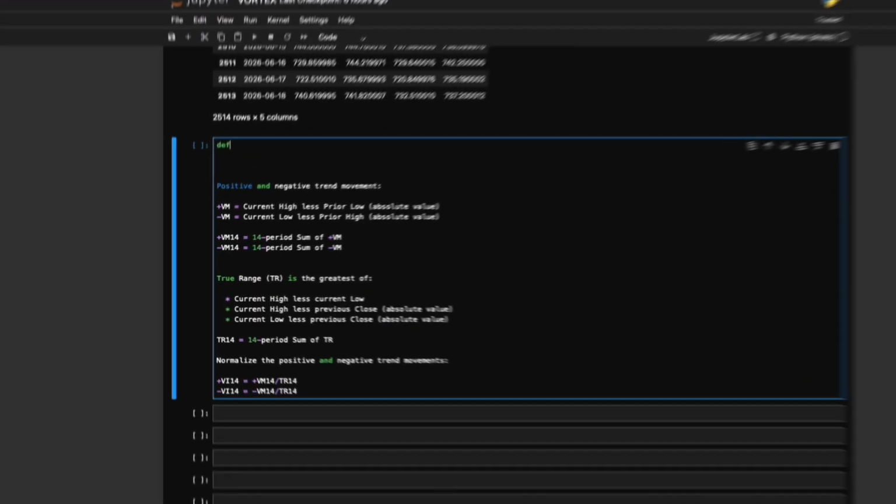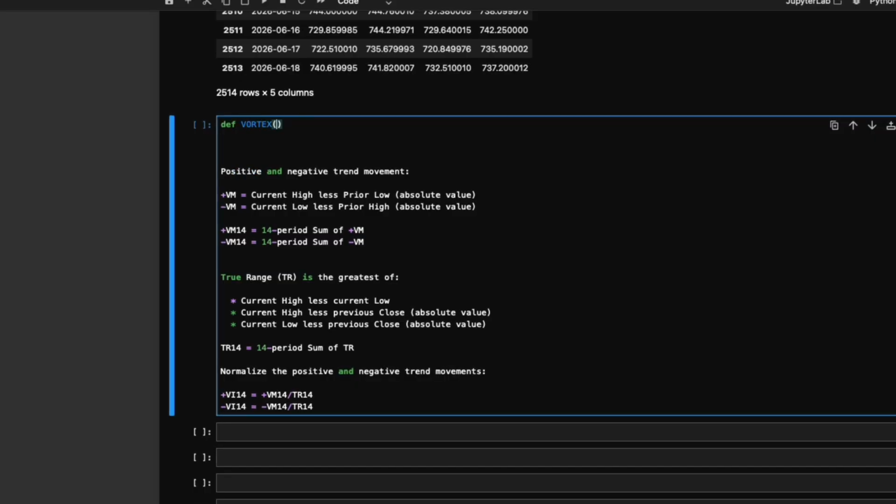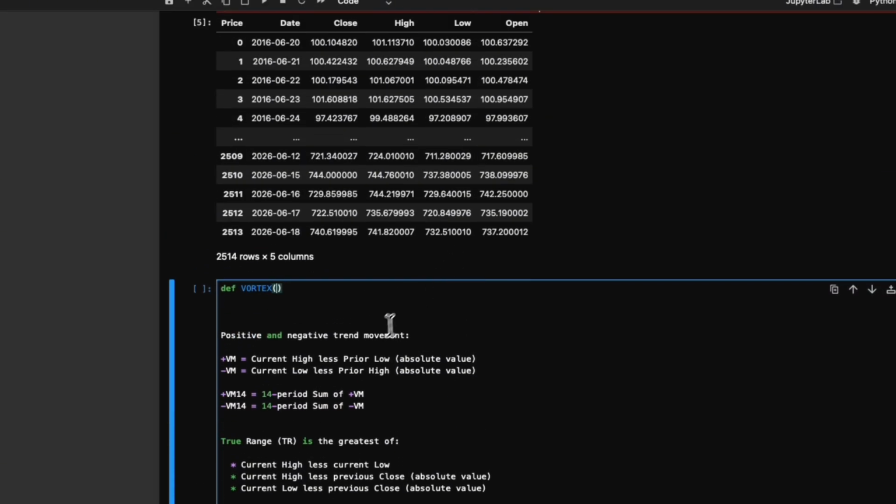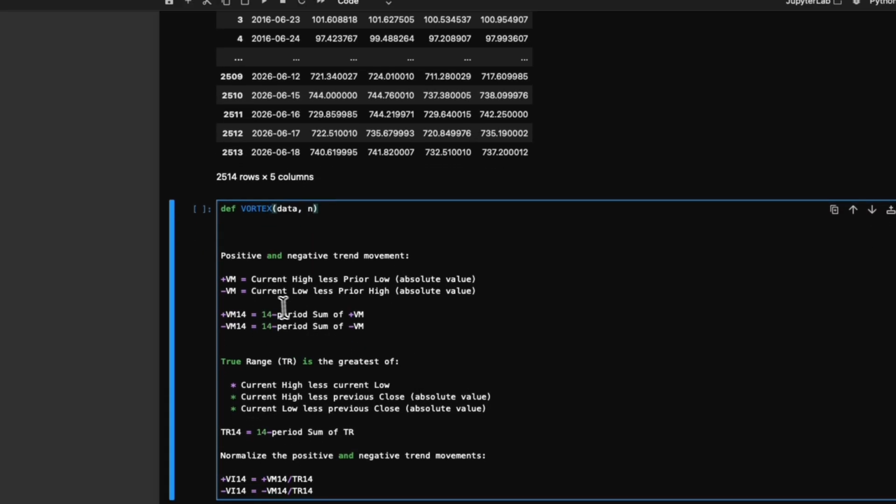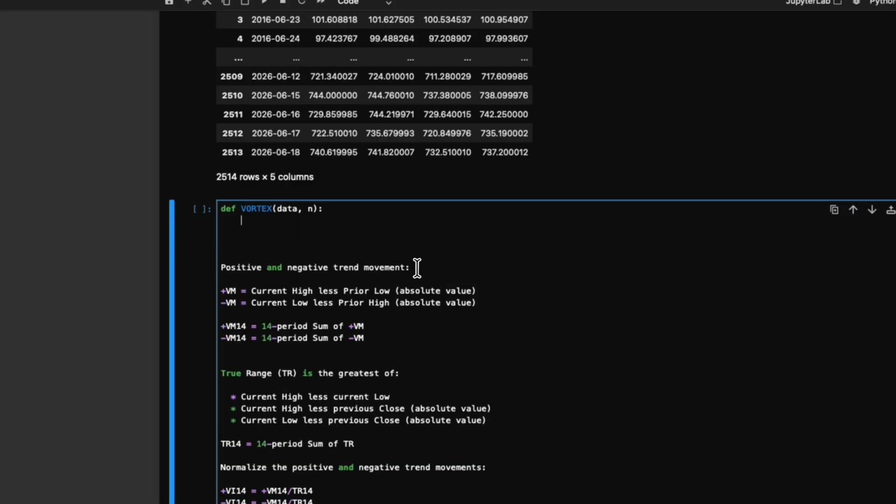So I'm going to define a function called Vortex, and that is going to take some data. So we need to tell it where to find these high, low, and close values. So that's going to take some data, and also needs to take a look back period. So we're going to use the 14 period today, but we use n because n can be representative of any look back period. And when we call our function, we can tell it to do the vortex based on the 10 period look back, or 15 or whatever. So first thing to create then is the positive vortex movement and the negative vortex movement.